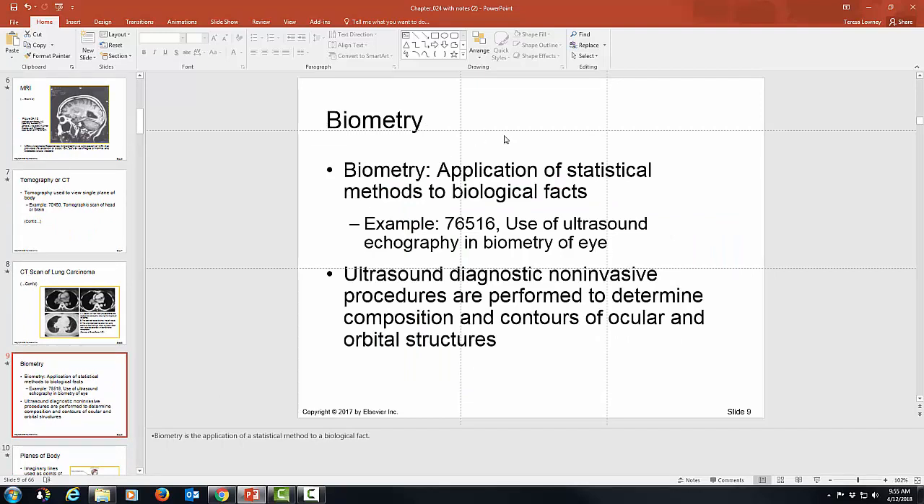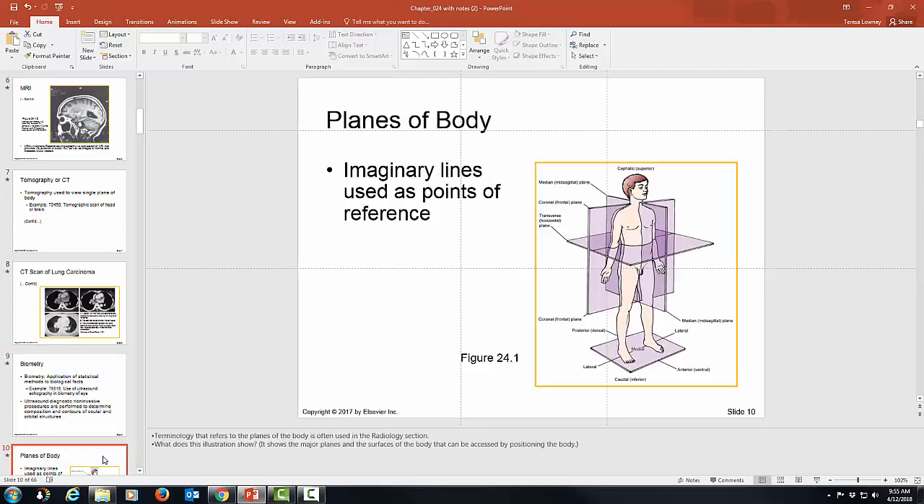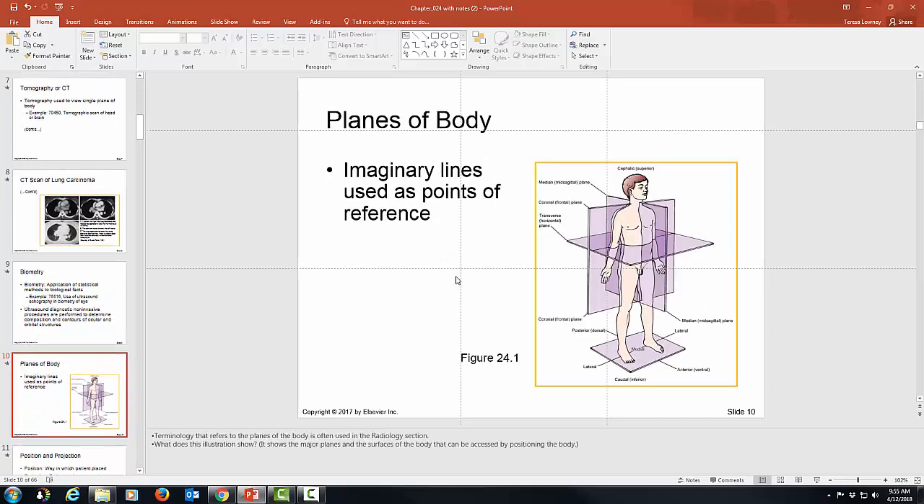Biometry, the application of statistical methods to biologic facts. So the use of the ultrasound echocardiograph in the biometry of the eye. Ultrasound diagnostic non-invasive procedures are performed to determine the composure and the contours of the ocular and orbital structures in this case. The next slide is talking about the planes of the body.